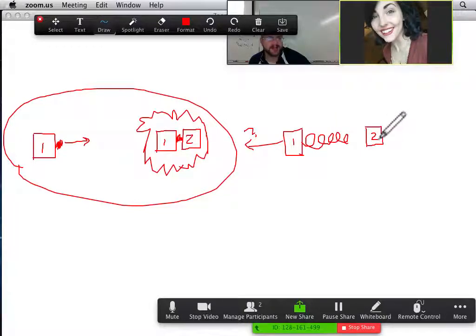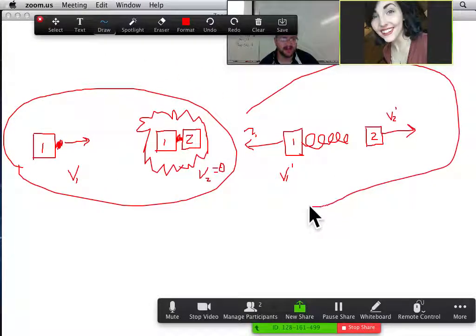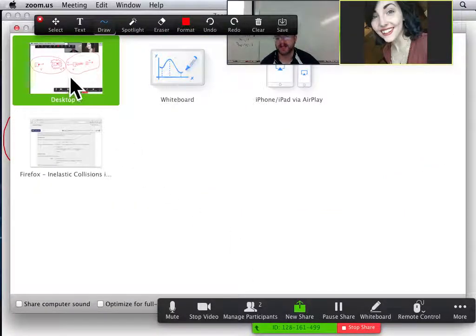But this second block is certainly going to be moving forward, right? There's no doubt about that. Velocity 2 prime is definitely going to be forward. Velocity 2 initial is 0. And then we have a velocity 1 initial over here somewhere, and a velocity 1 final over here. So I think that's what they're talking about. So we have an inelastic collision here, and then this one is another inelastic collision where they start together and move apart. I think that's what they're talking about. Now let's go back and see if that matches what they actually do.